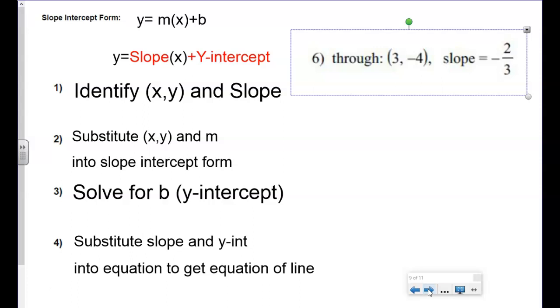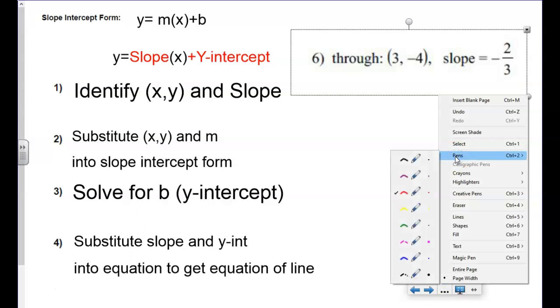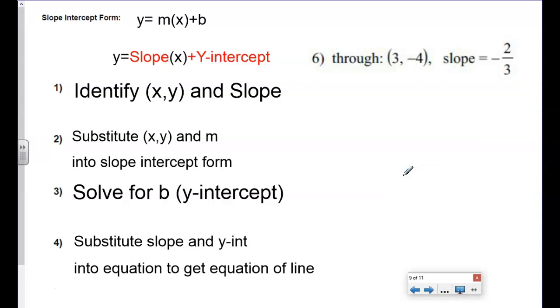All right, so what I want to do is find the equation of the line that goes through the point (3, -4) and has a slope of -2/3. So that first step is to identify what x and y are. So that's x, that's y, and then the slope is -2/3. So what we're going to do is substitute x and y and m into slope-intercept form. So we know y equals mx plus b. So what I'm going to do is substitute the x and y in place of x and y, and then whatever my slope is in place of m.